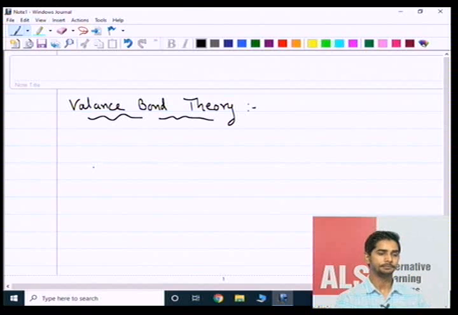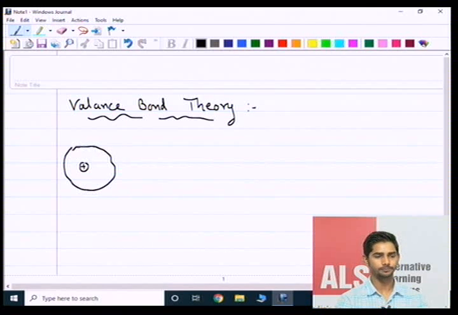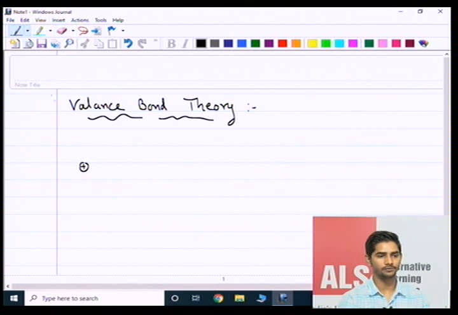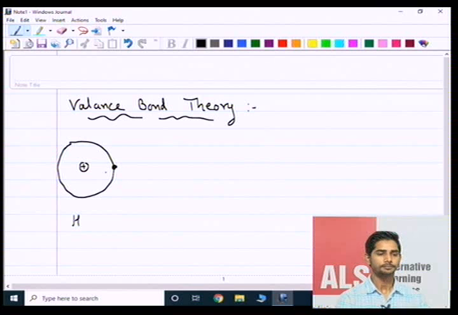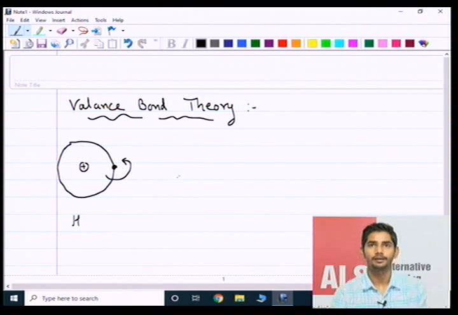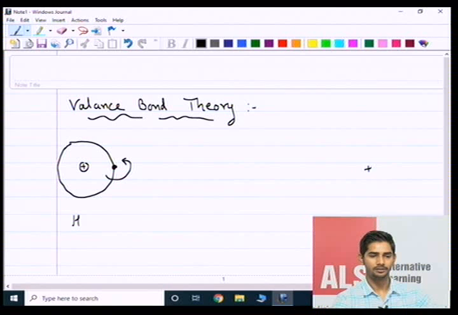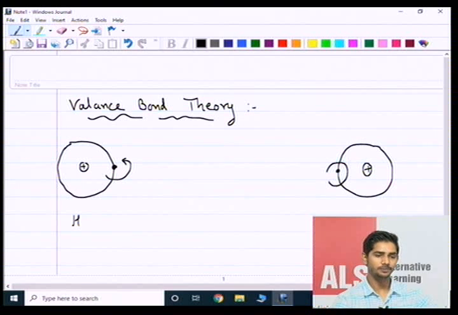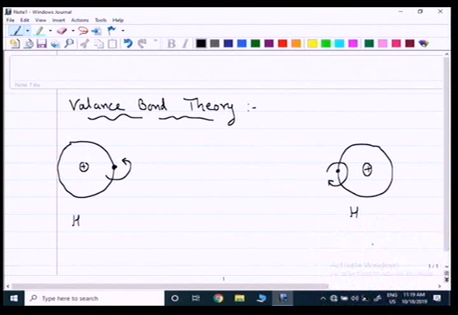See, it says that let's suppose we have two atoms. I'm talking specifically about hydrogen right now. This is one atom of hydrogen, containing one electron. Spin is anti-clockwise right now. This is another atom of hydrogen and its spin is clockwise. Guys, right now these two hydrogen atoms are at infinite distance.